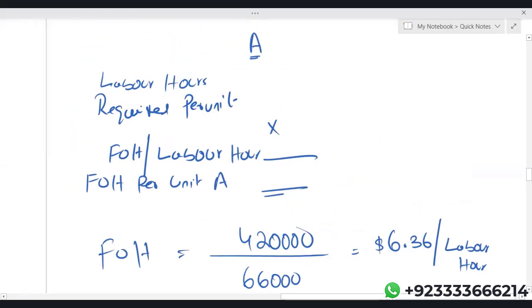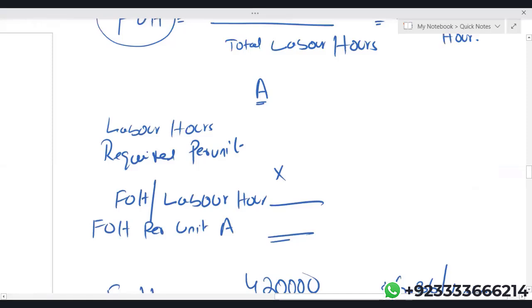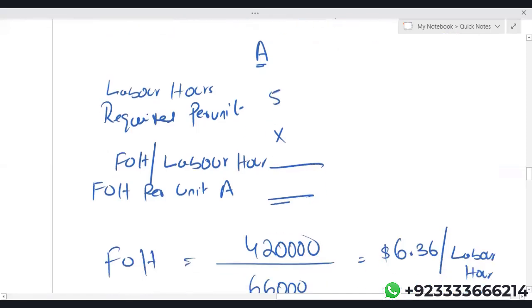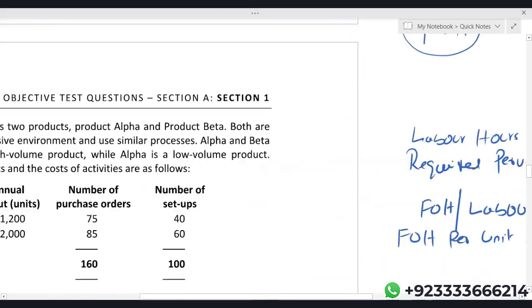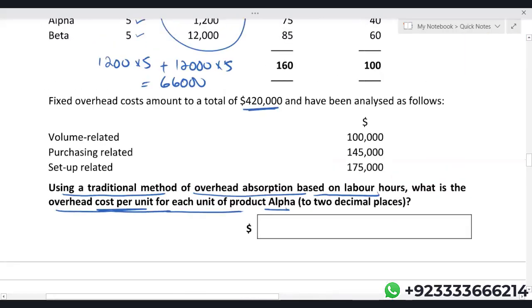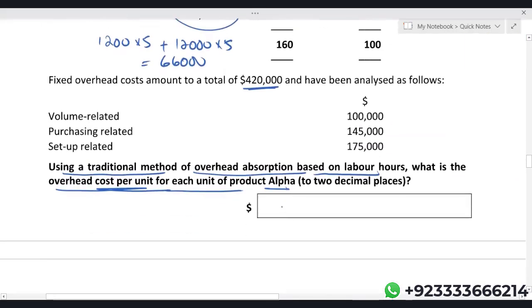Now, very easily we can calculate FOH rate per unit. How many labor hours do we need for A? We need 5. 1 unit of product A needs 5 hours. FOH rate per hour is 6.36. So just multiply both of them, it will give you per unit FOH rate, which is 31.8. So I'm getting 31.8. In fact, this is the answer.